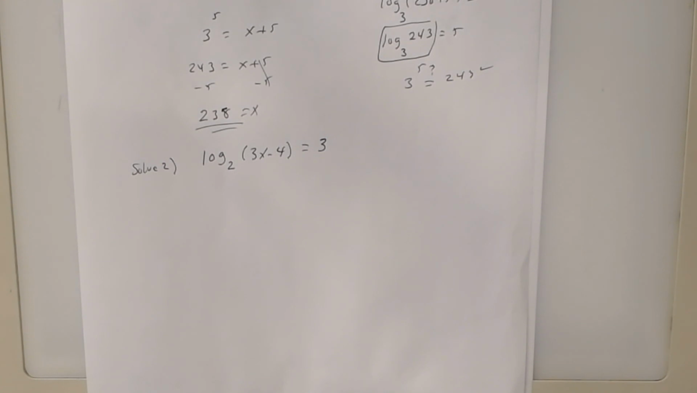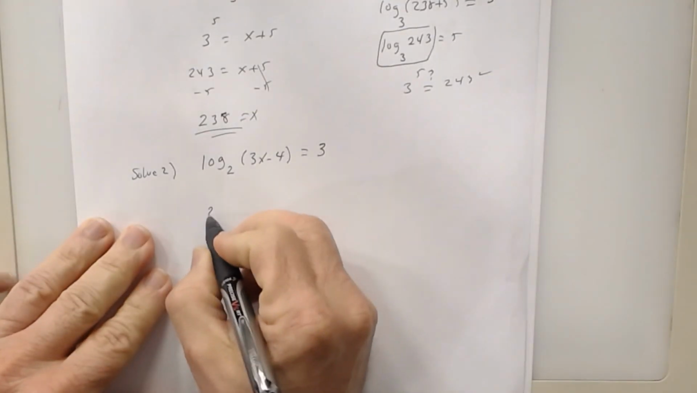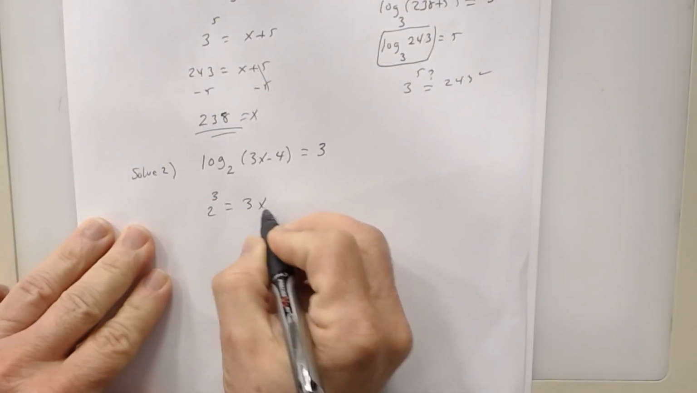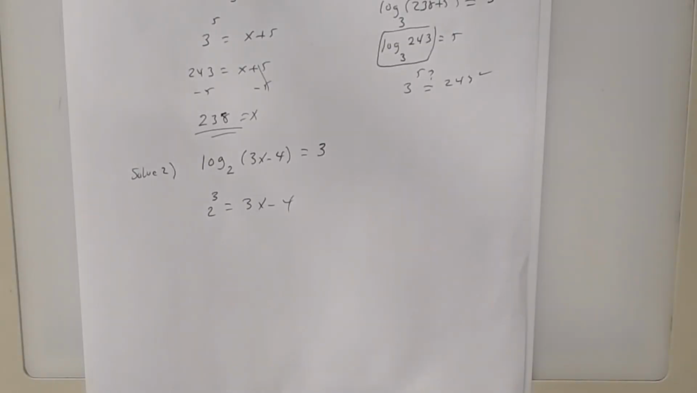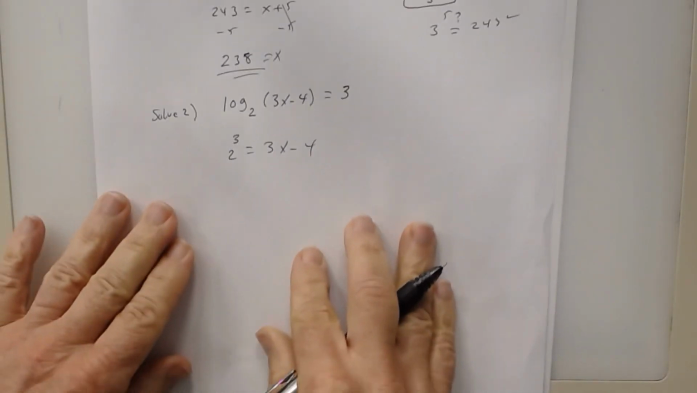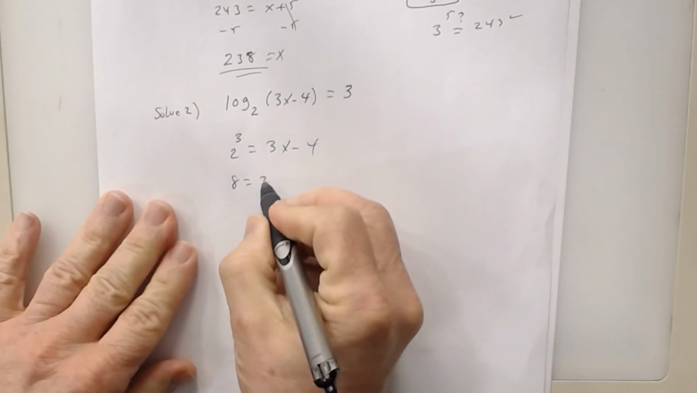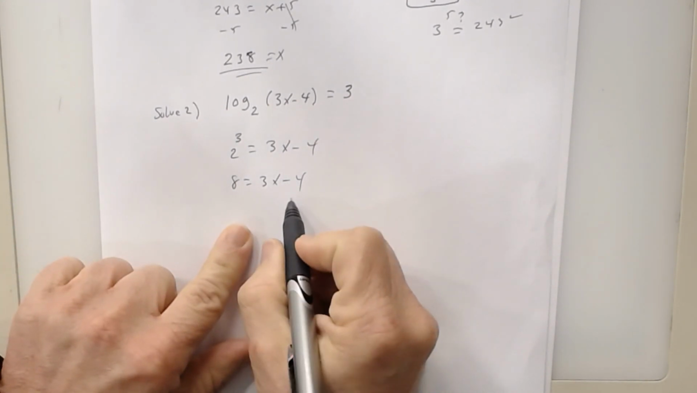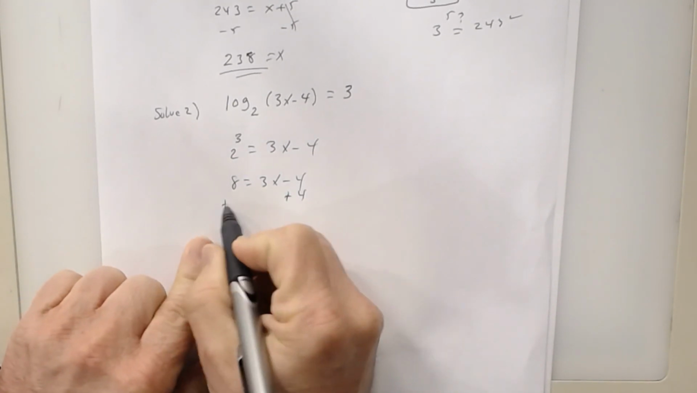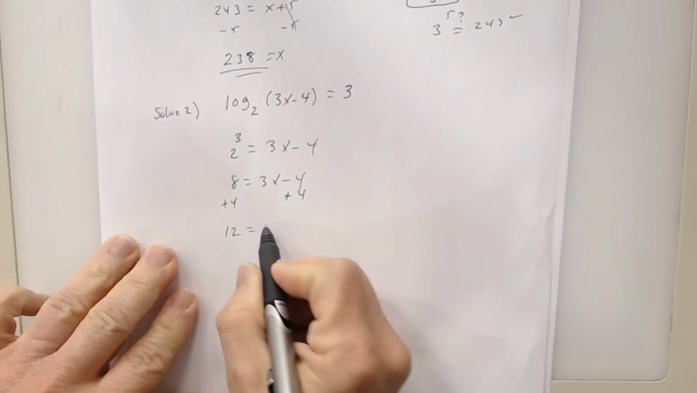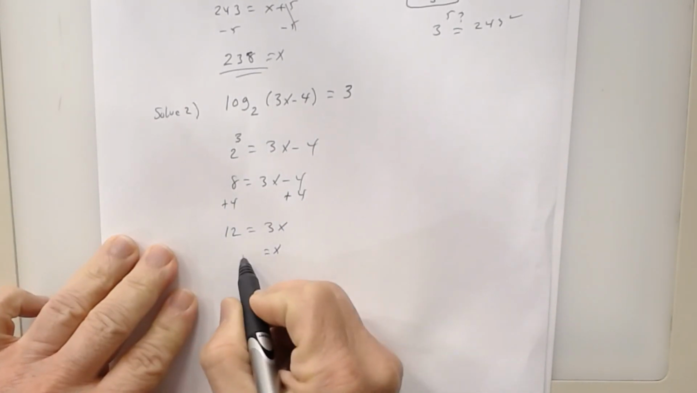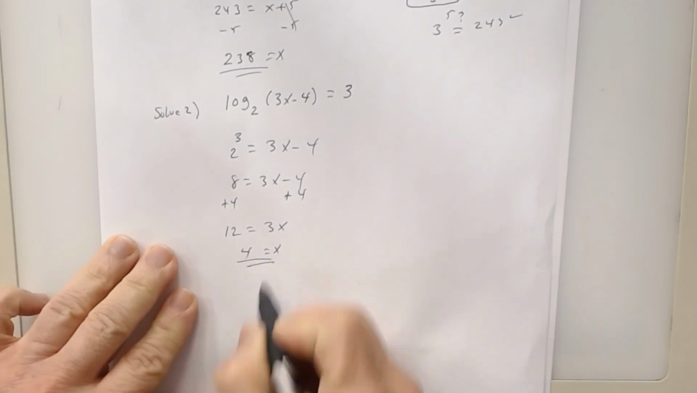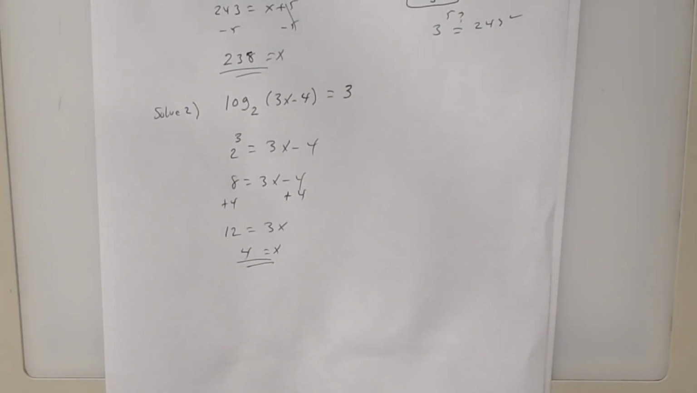Change it to exponential. So what is this as an exponential? 2 to the third power equals 3x minus 4. And now 2 to the third is 8. So I get 8 equals 3x minus 4. And then just solve for x. What's the next step? Add 4 to both sides. So I get 12 equals 3x. So what's x? Divided by 3 is 4. X is 4. So there's your solution.